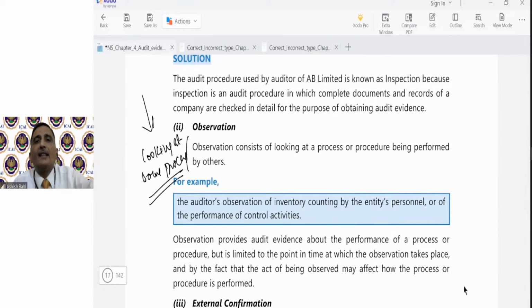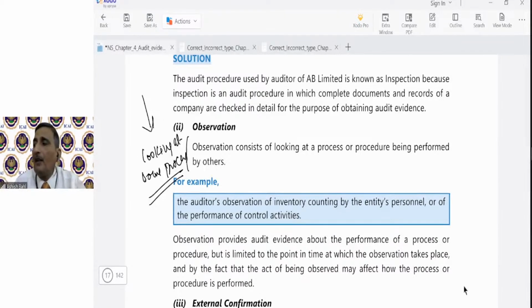Whether they are weighing, whether they are counting the number of boxes, what is the procedure they are adopting. So he is looking at those processes. He is seeing how they are performing the things. So this is known as observing. This is known as observation. To observe something. So when you look at some process or procedure being performed by others, it is known as observation.